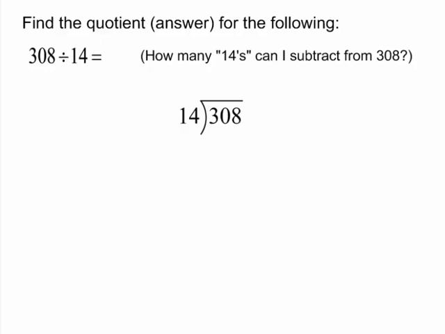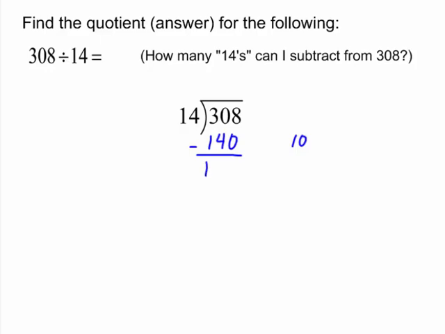308 divided by 14. So how many 14s can I subtract from 308? Now again, I could go down the page and just keep subtracting 14s. That would work, but it would take a long time. So I'm going to look at the friendly number of 10 times 14. So that would be 140. And I'm going to make a little mark over here of 10 groups of 14 subtracted.